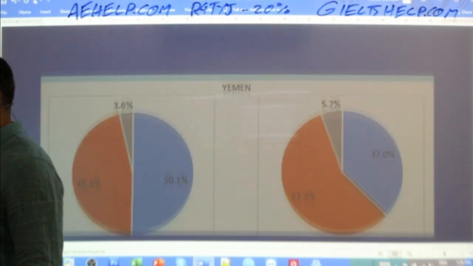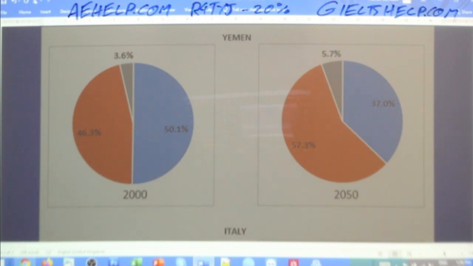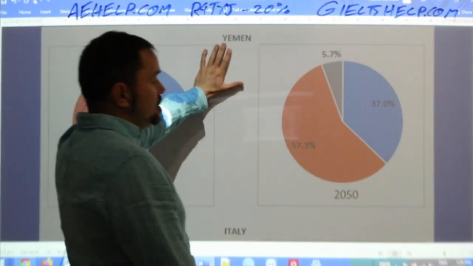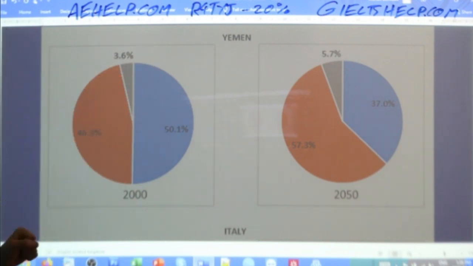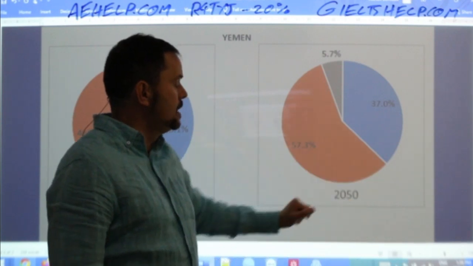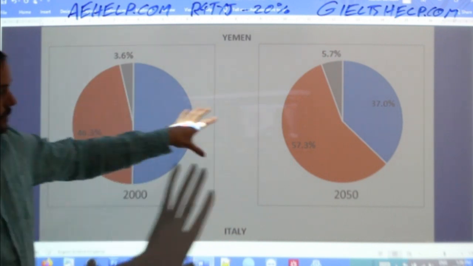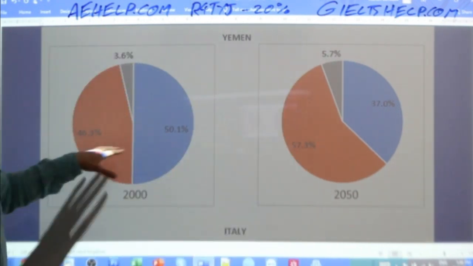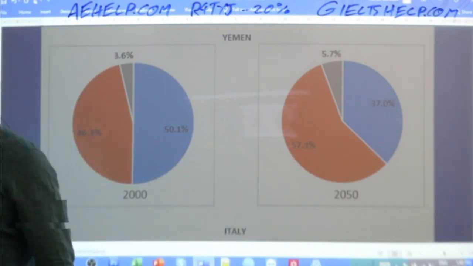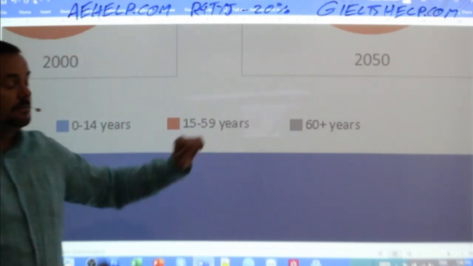So here, when we look at our pie charts, and you're going to see all of them here in a minute, let's see how clear that is. It's always a trick to catch the brightness here. Here we have the populations of Yemen. Don't worry about the data on the inside yet. And you have 2000 and 2050. When we look at the orange here, this is 46% roughly. This is 57%. The orange represents people who are 15 to 59 years.